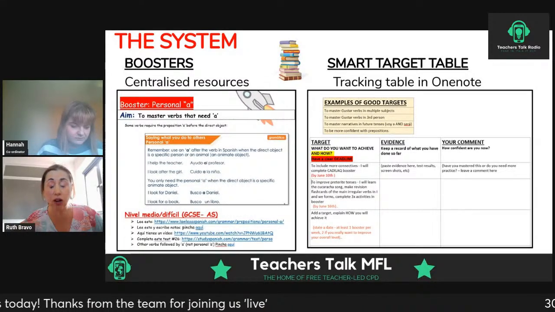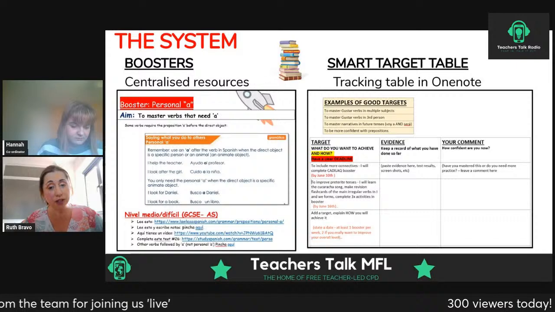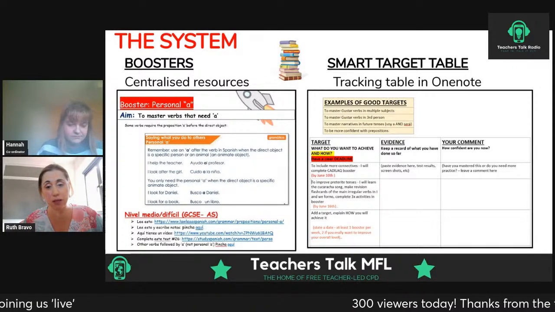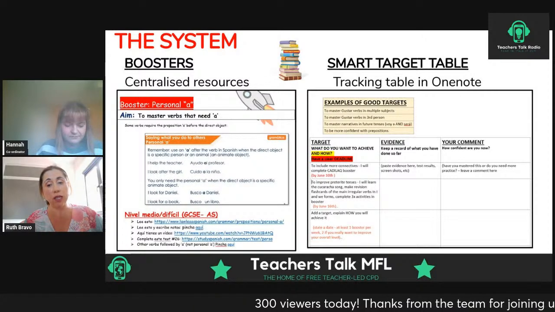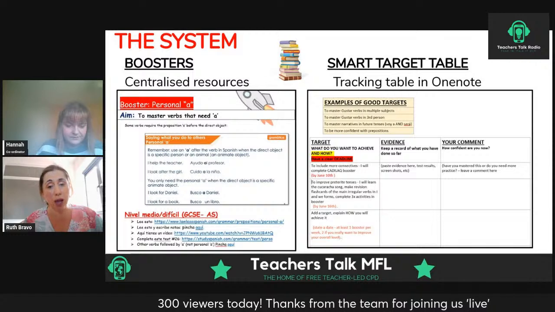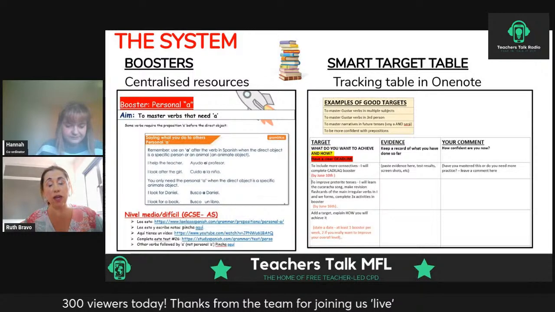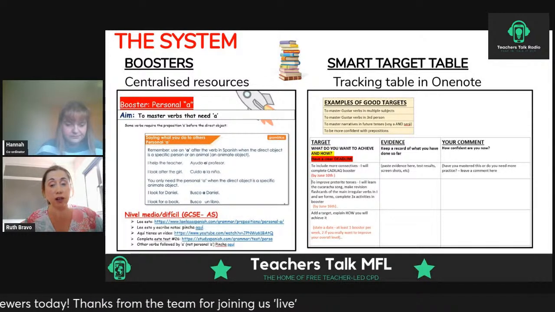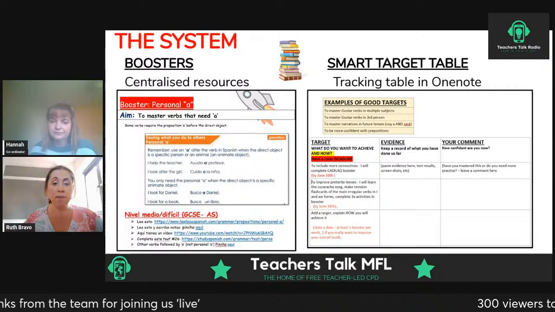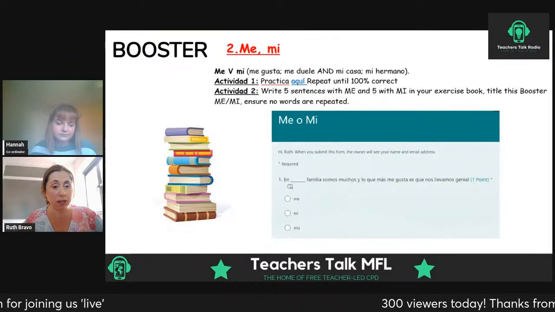Then the column in the middle is where they log the evidence. I will show you examples in a minute. And the third column is to allow a little bit of reflection. So if they feel they need more help, they can leave a comment for us. Or if they feel that they've done enough and they've mastered the target, then they just leave a little quick message there.